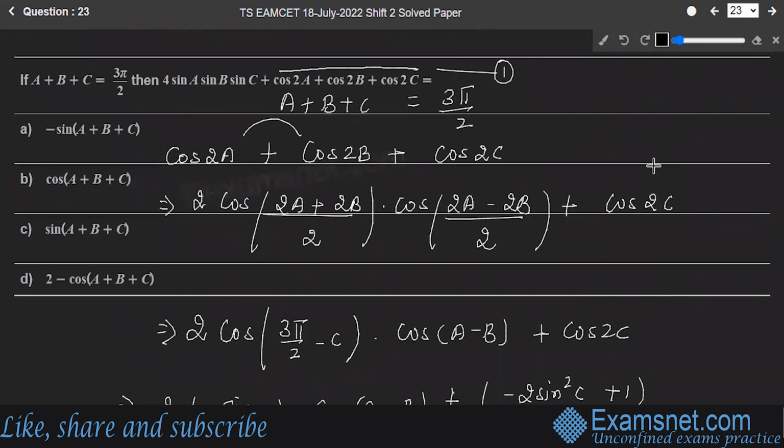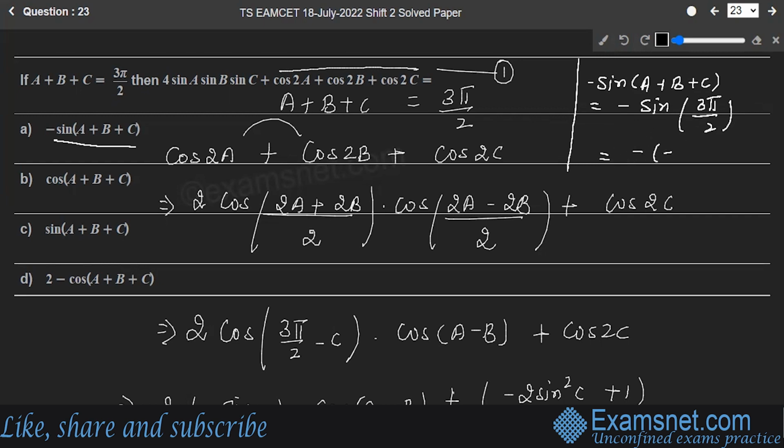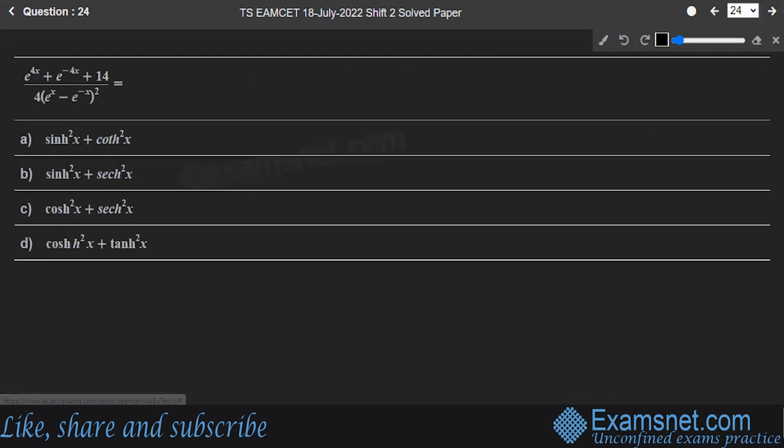But there is no 1 in the options. So what shall I do? If I look at the first option, sin (A plus B plus C), I'm solving it here. Minus sin (A plus B plus C) can be written as minus sin 3 pi by 2, and sin 3 pi by 2 is equal to minus 1. So that is equal to 1. That means indirectly I have option A as the answer. Hope you got that. Let's move to the next question, number 24.